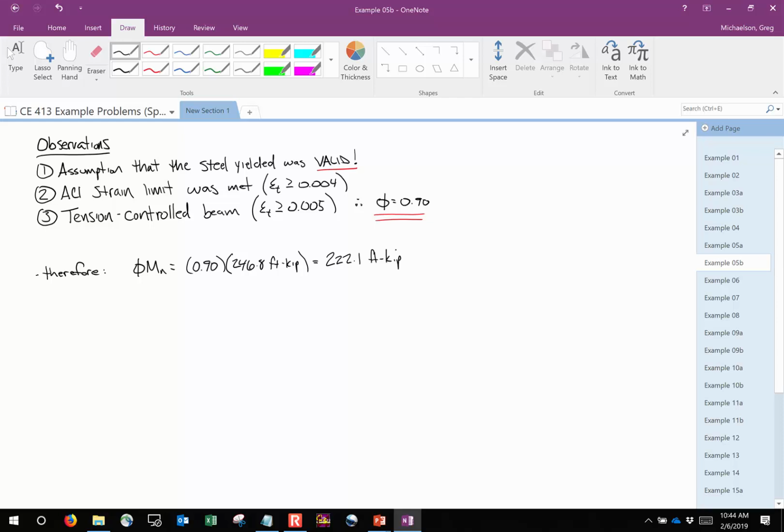You'd compare phi Mn. Because think, the 1.2 dead and the 1.6, those are your load factors. This is your resistance factor. So these are essentially your factors of safety, if you will, but it's a little more refined.